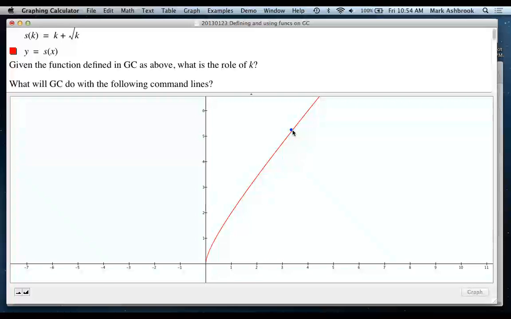So relative to our function s, tell me about that point. What's the meaning of that? Did I just add a point to the graph? No, it was already there. I just highlighted it, right? So what can you tell me about whatever that ordered pair is? I don't know. What is it? 3 point something.